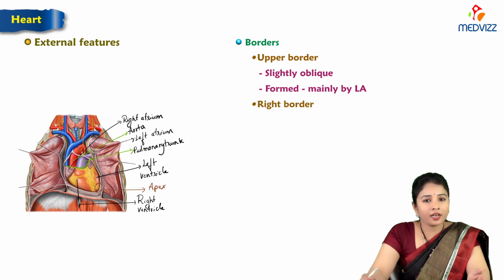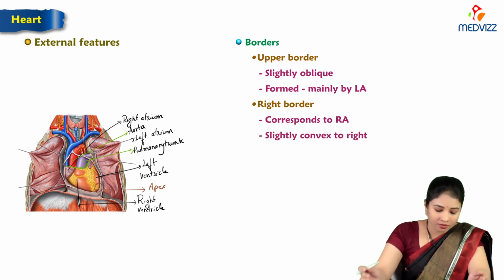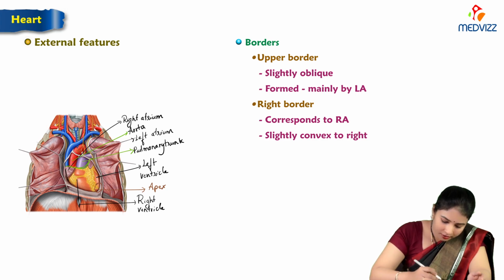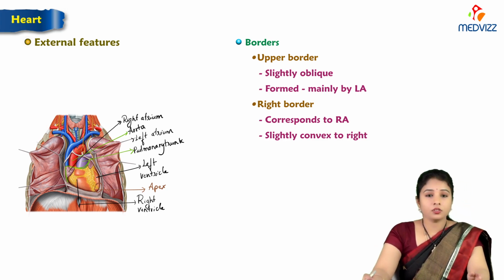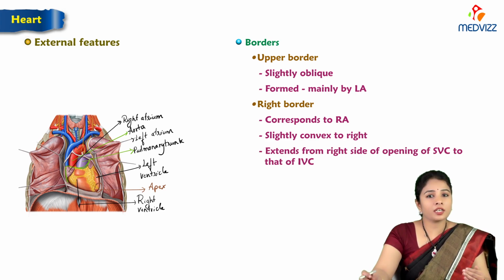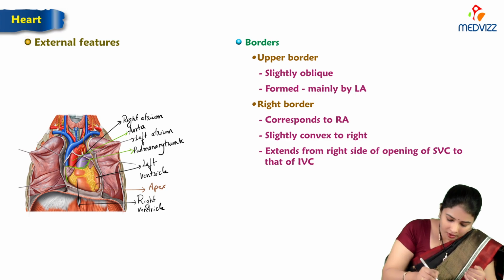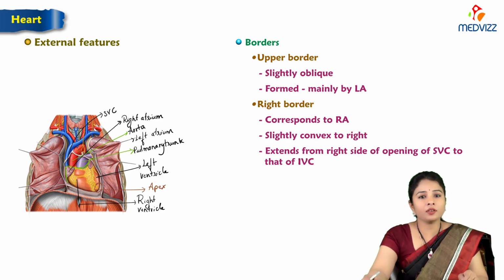Let us discuss the right border of the heart. The right border of the heart corresponds to the right atrium and is slightly convex to the right. So this is the right border of the heart, whereas this is the right atrium. It is slightly convex towards the right side, and it extends from the opening of the superior vena cava to the inferior vena cava. We can see the superior vena cava here, and below it is the inferior vena cava.